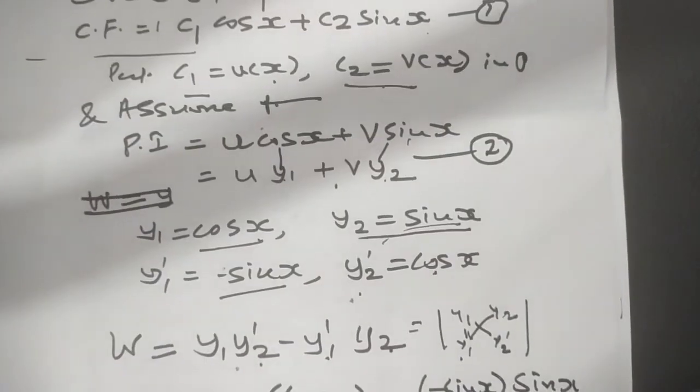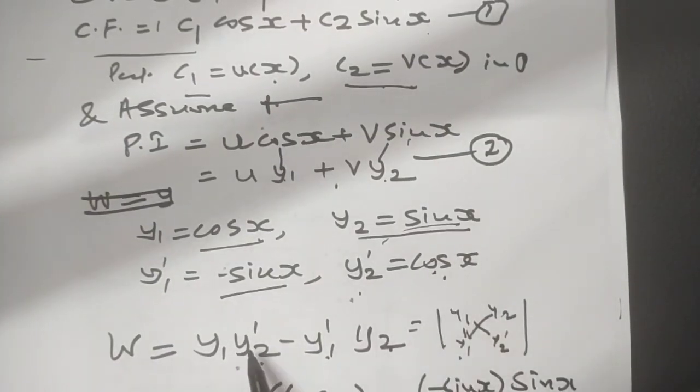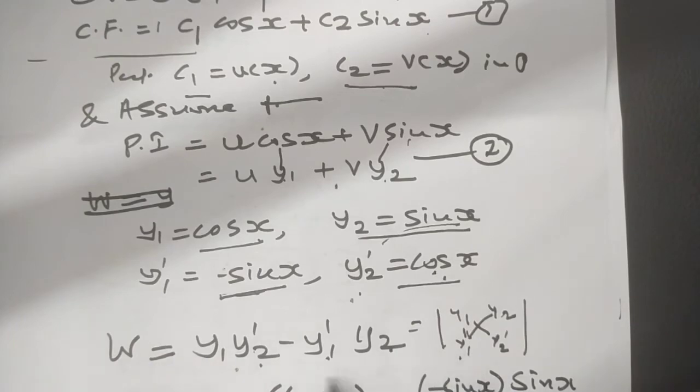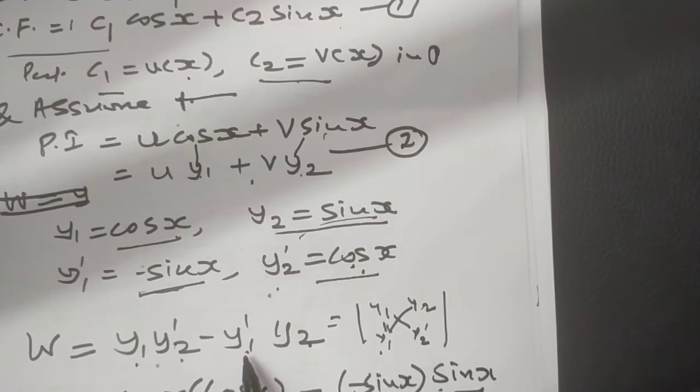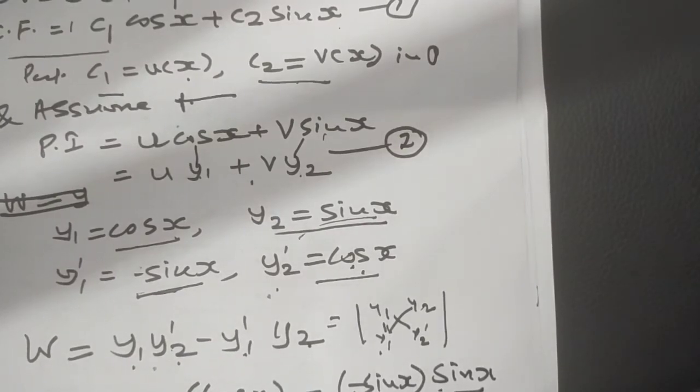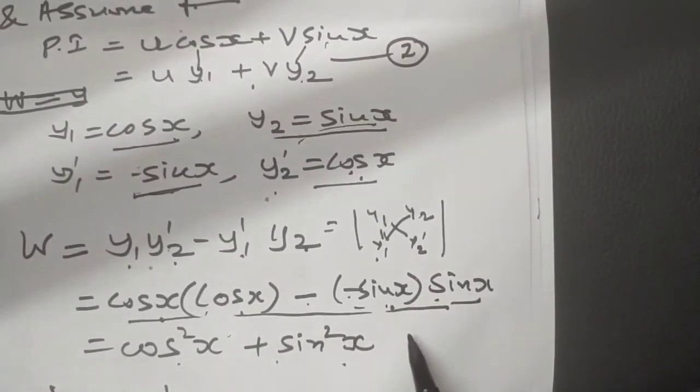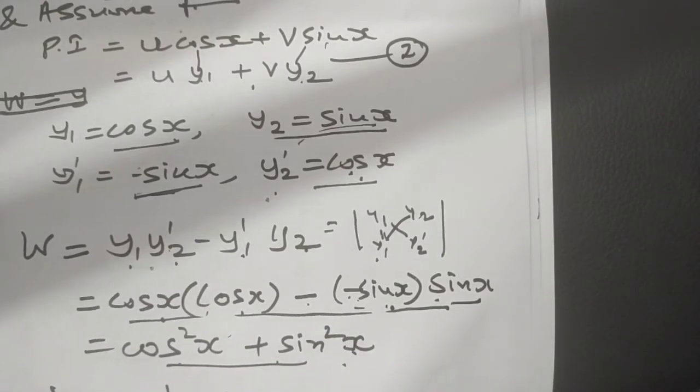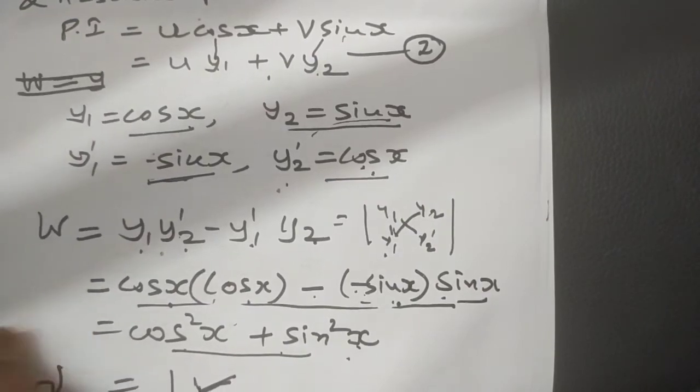Y1 is cos x, and y2 dash, the derivative, is also cos x. Sorry, y1 is cos x and y2 dash is also cos x. Y1 dash is minus sin x, and then y2 is sin x. So it is cos square plus, minus minus plus, sin square. So the value of this is 1. So W is 1. But it is not all the time 1. Maybe it differs, maybe some other value.